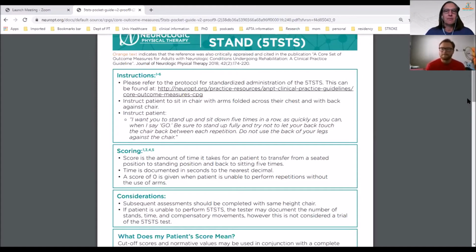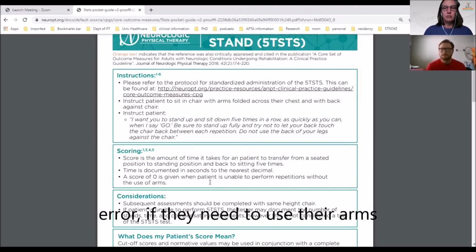Great. Okay. And so this is a very specific measure. You ask them to stand up and sit down 5 times in a row as quickly as they can. When I say go, you want them to fully stand up. Try not to touch the legs on the back of the chair. If they do that, you would want to note it as a deviation, and technically you would not be able to report it, because that's allowing them to use another pattern to stand up instead of just that pure sit to stand capacity. If they can't use their arms, you would also call it a 0.